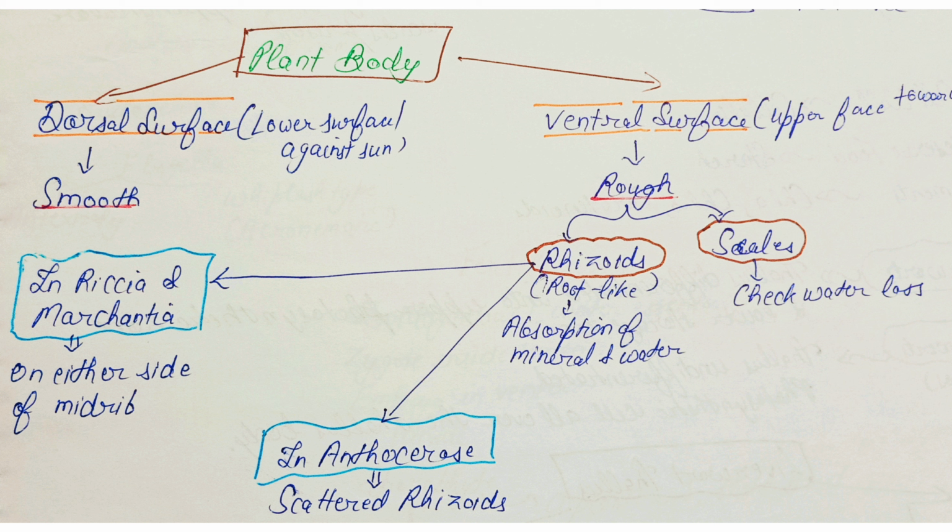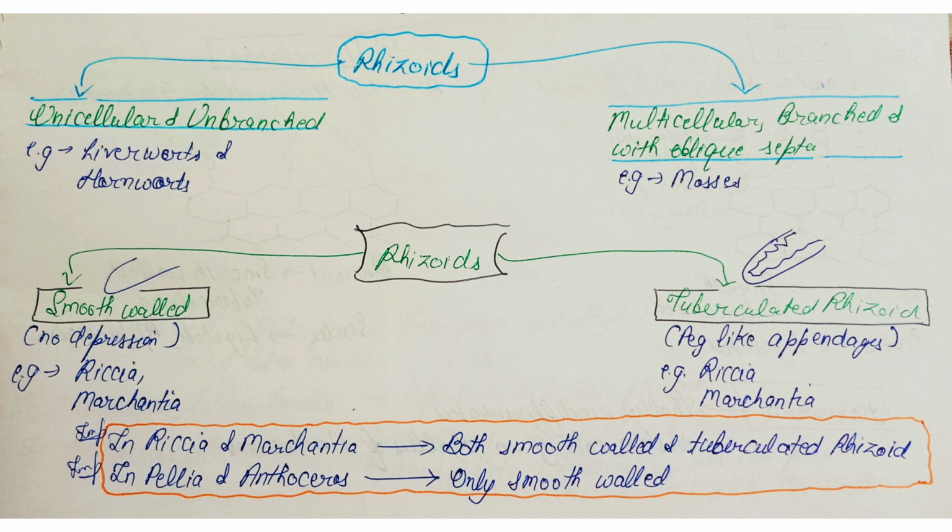The distribution of rhizoids is different in different classes. In Riccia and Marchantia, it is on either side of the midrib. And in Anthoceros, there is no proper distribution of rhizoid. It is of scattered type. Rhizoids may be unicellular and unbranched or multicellular branched with the septa. Unicellular and unbranched are found in liverworts and hornworts. Multicellular branched rhizoid with oblique septa is seen in mosses.